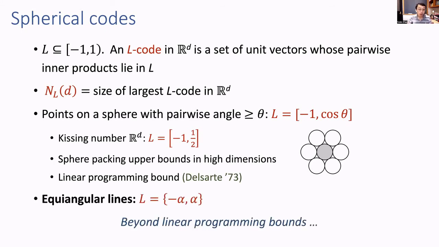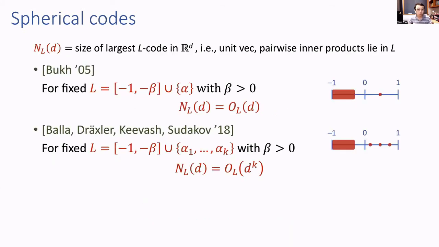Our problem can also be cast in this slide, where L is now two values, minus alpha and plus alpha. And one way to view our work in this context is that we are able to go beyond what linear programming bounds can give. So this is a demonstration of a technique beyond linear programming bounds for a high dimensional design problem.